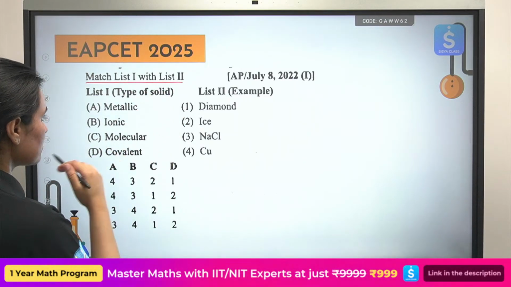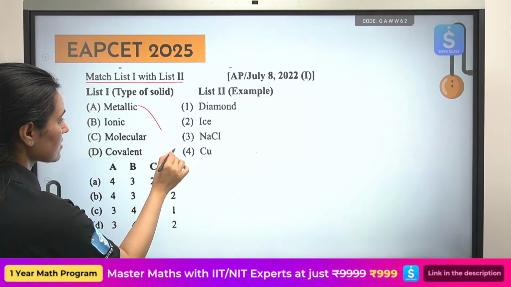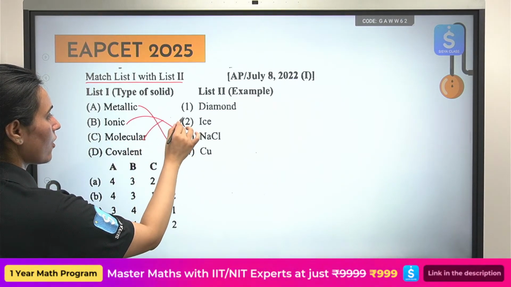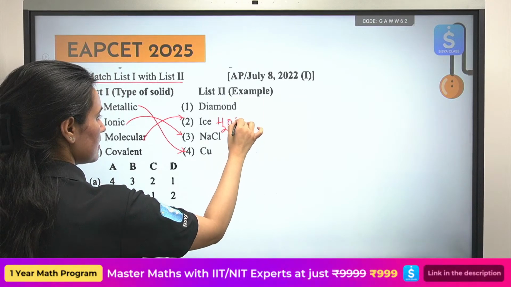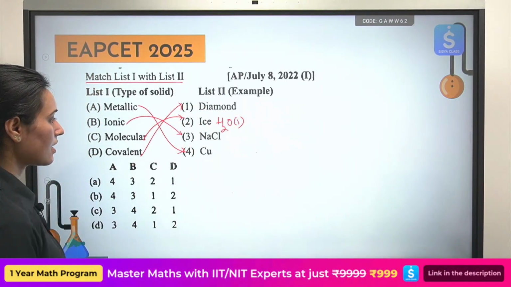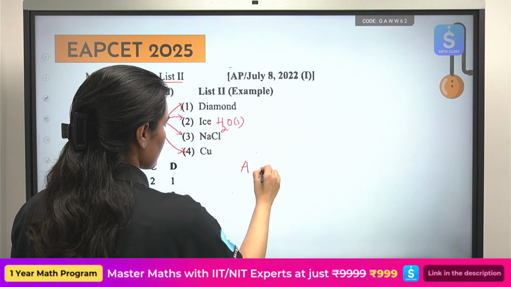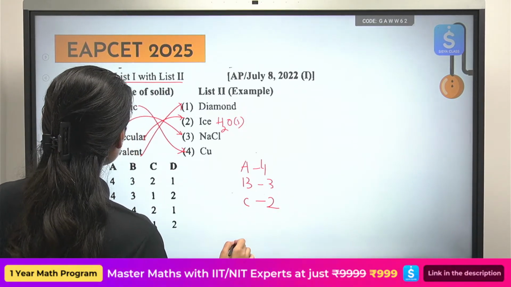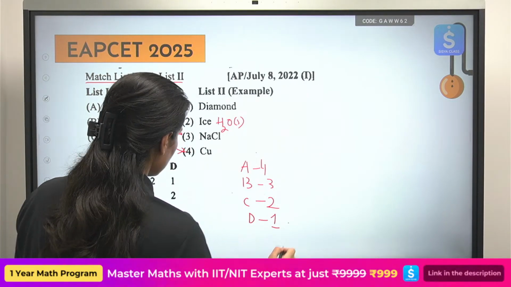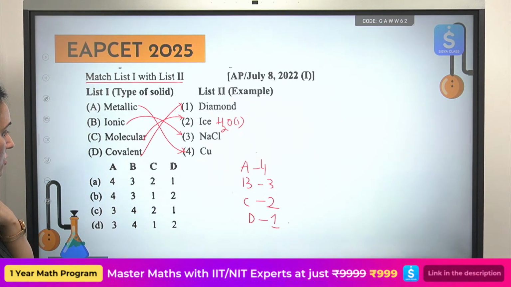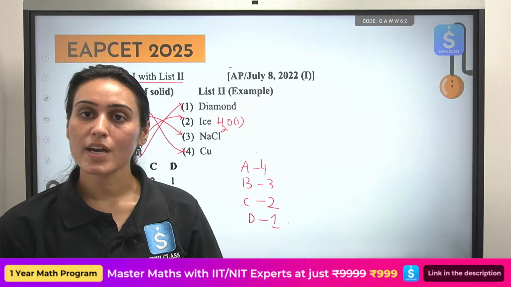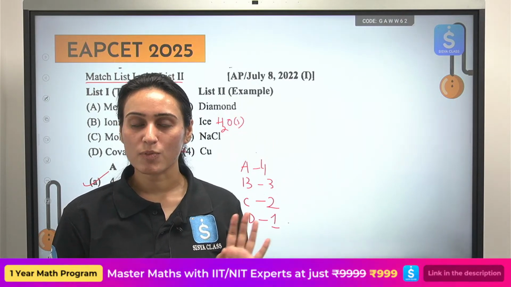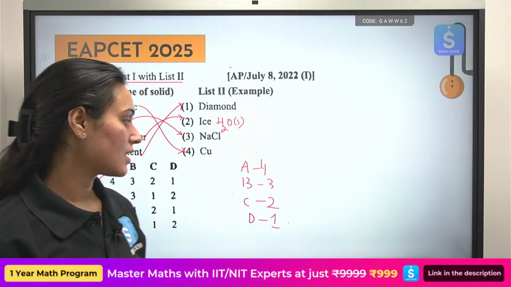Match the list 1 with 2. Again, you have to identify the type of solid. Metallic solid, copper. Ionic solid, NaCl obviously. Molecular solid, water in solid form. And covalent will be diamond. So match them: A with 4, B with 3, C with 2, and D with 1. A4, B3, C2, D1. Option A. And that is your entire question. So types of solids based on intermolecular forces of attraction. Please see the type of questions that they can ask you. Okay, let's move to the next question.